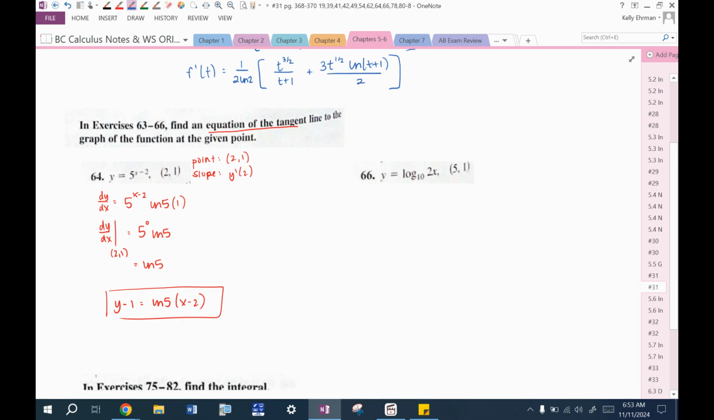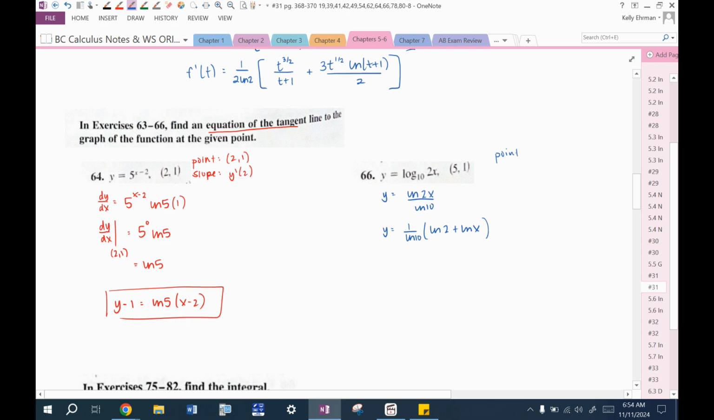For the next one, this is log base 10 of 2x. So first we need to work on y. It's actually the natural log of 2x over the natural log of 10. And remember, we can expand this a bit. We don't have to expand it, but this would become 1 over natural log 10 times natural log 2 plus natural log x. That's just expanding that out. The nice thing about that is it'll make the derivative even easier. I won't have to chain rule.